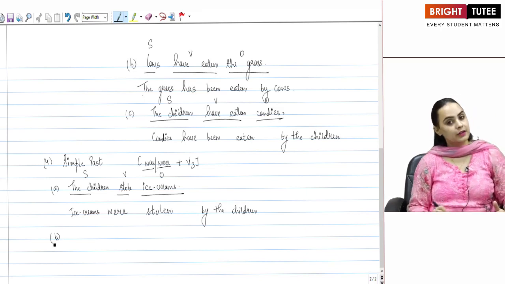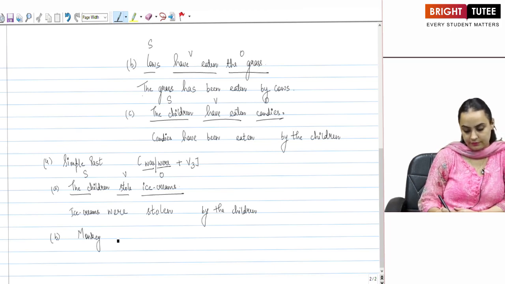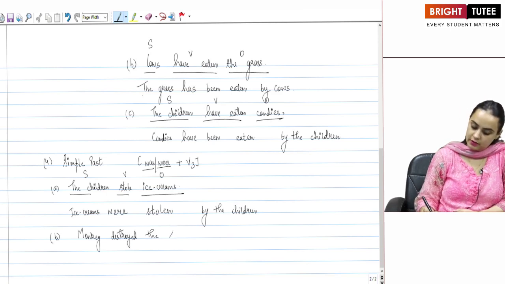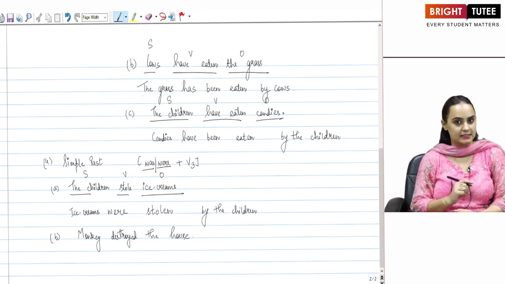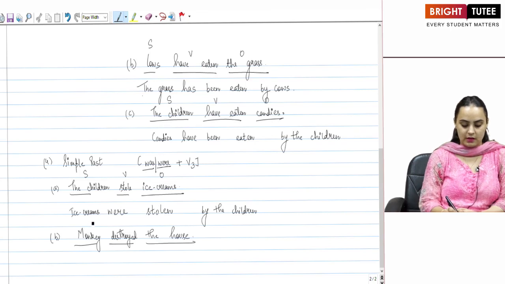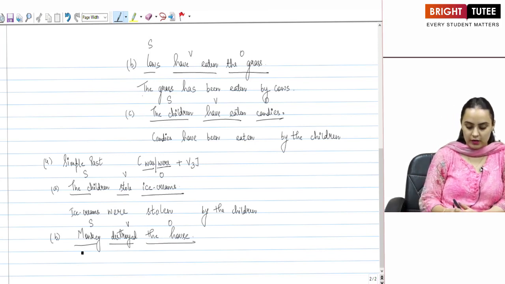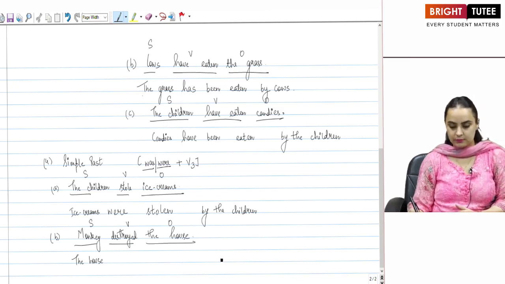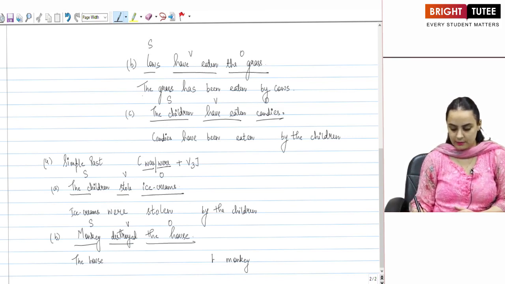Let us look at another example. Monkeys destroyed the house. So, monkeys destroyed the house is my sentence. We divide. Monkey is subject, destroyed is verb, the house is object. Object becomes the new subject, so the house. Subject becomes my new object, so monkey goes at the end. And we add by before it.